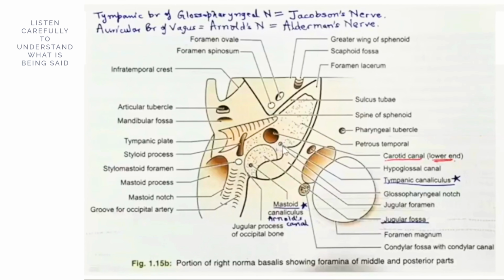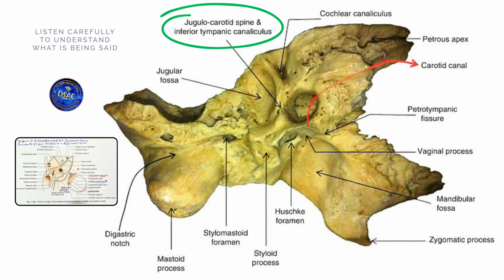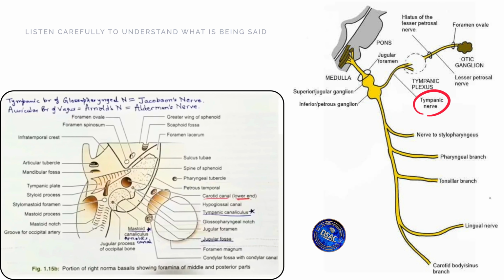Then there is a canaliculus called the tympanic canaliculus. You will find here, seen from the inferior view, right, the carotid canal, and this is the jugular fossa. In between the jugular fossa and the carotid canal, there is a thin plate of bone, and on that thin plate of bone there is this canal, and that's called the tympanic canaliculus. Through this tympanic canaliculus runs the tympanic branch of the glossopharyngeal nerve. So it's the first branch of the glossopharyngeal, right? And that arises from the inferior ganglion of the glossopharyngeal nerve.